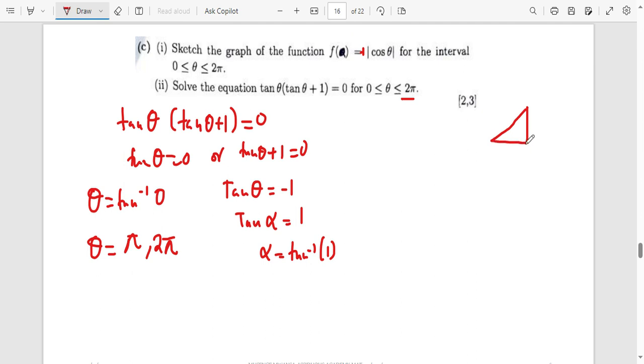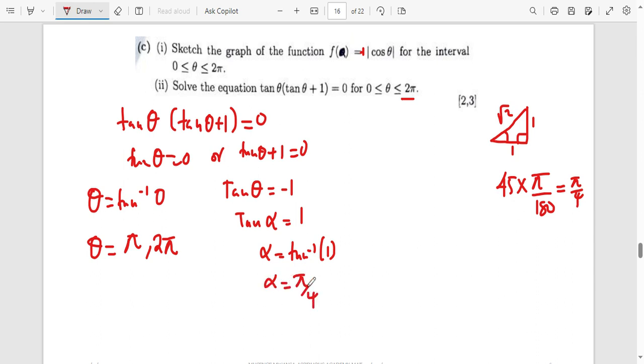These are special angles. If you have got 45, this is 1, this is 1, this is square root of 2. The angle here is 45. Tan is opposite over adjacent. Opposite is 1, adjacent is 1. So tan 45 is 1, meaning that tan inverse of 1 is 45. And 45, we convert it to radians by multiplying by pi over 180. How many 45s are in 180? 4 of them. So this is pi over 4. So meaning that alpha here is pi over 4.